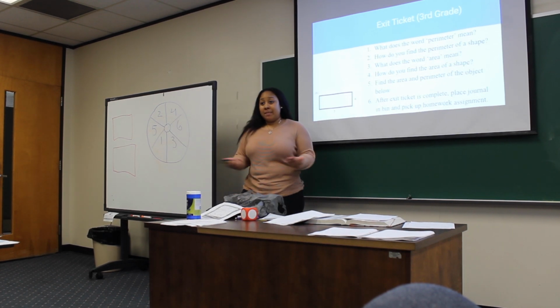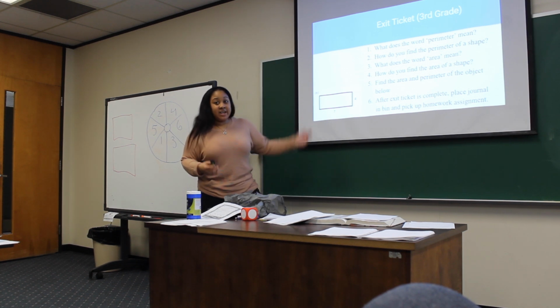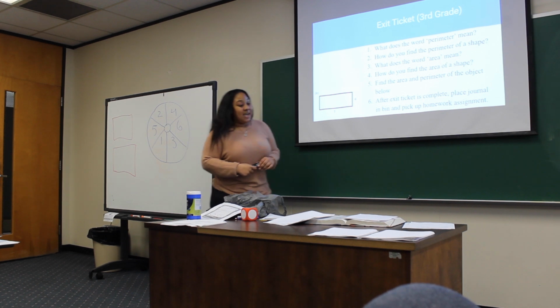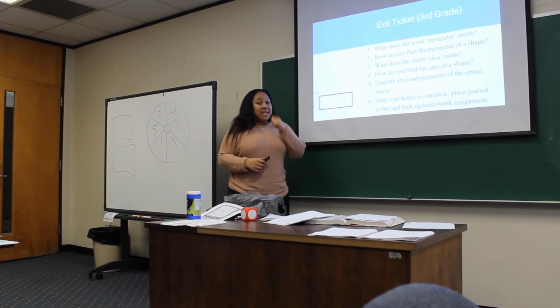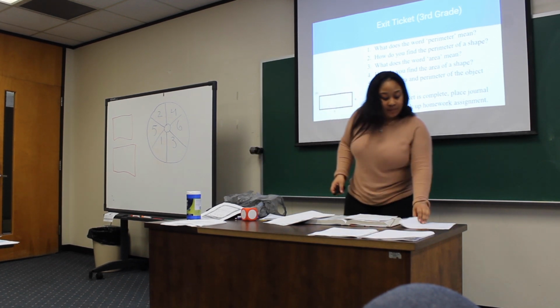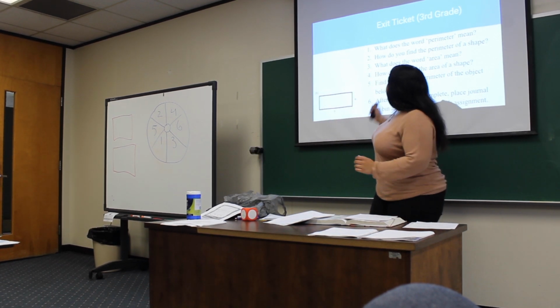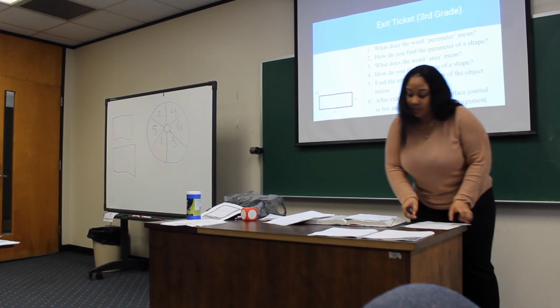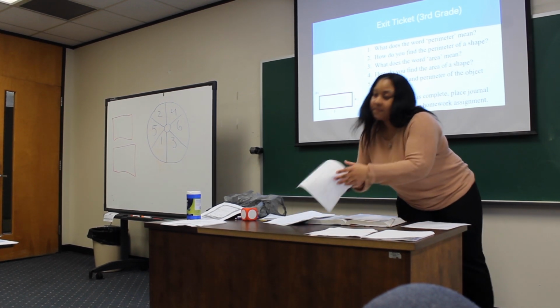Now, if you all were my 3rd graders, this is kind of what their exit ticket would look like. They would have these questions, 1 through 6, and after they complete these questions, they would place their journal in a bin to pick up their homework assignment. Now, as part of their exit ticket, as well as answering these questions, they would have a worksheet. Their worksheet would look like this.